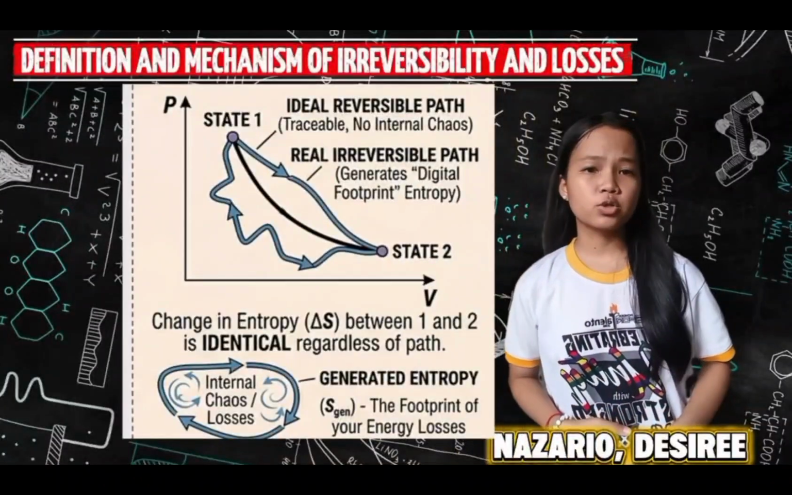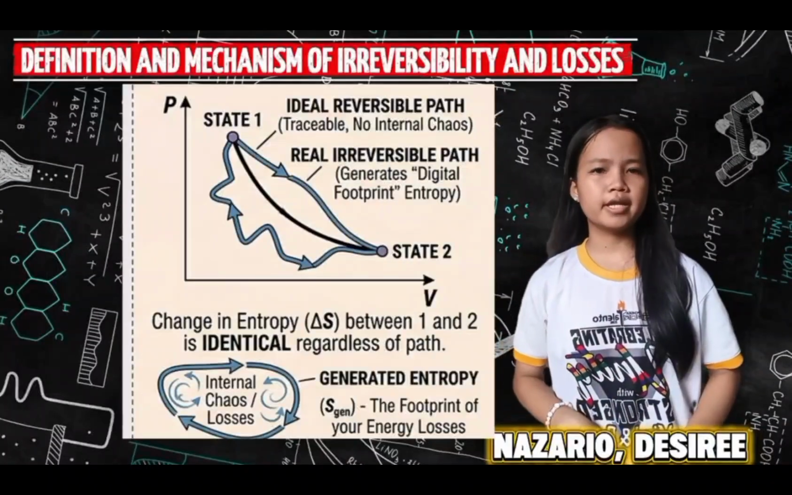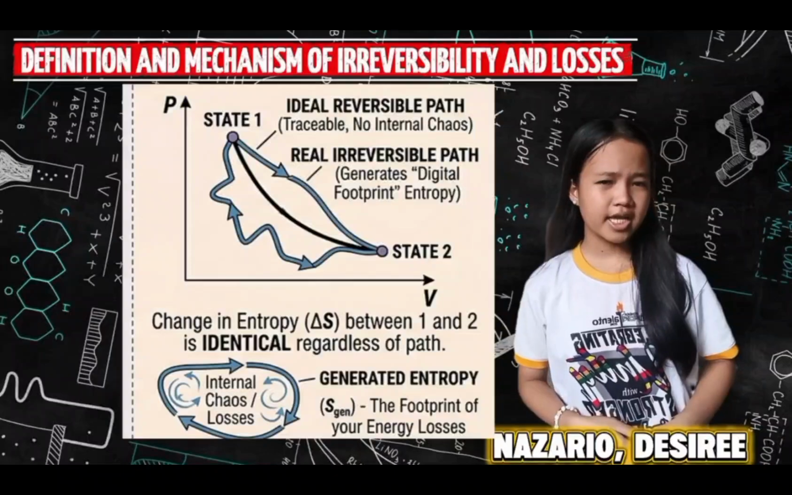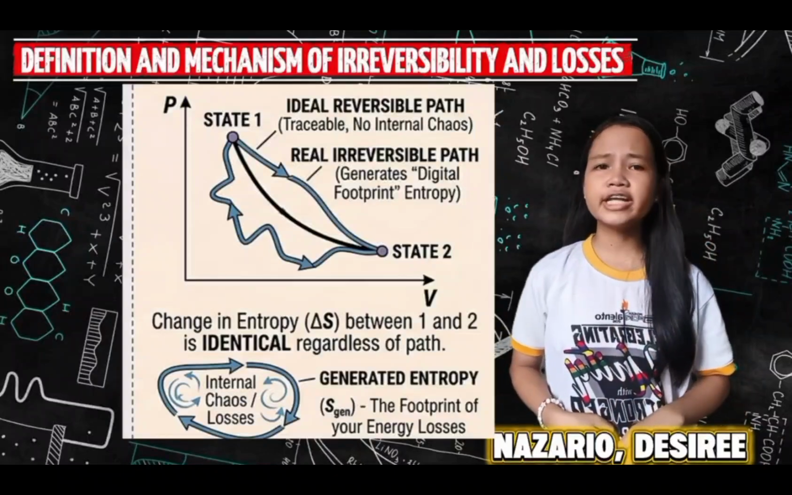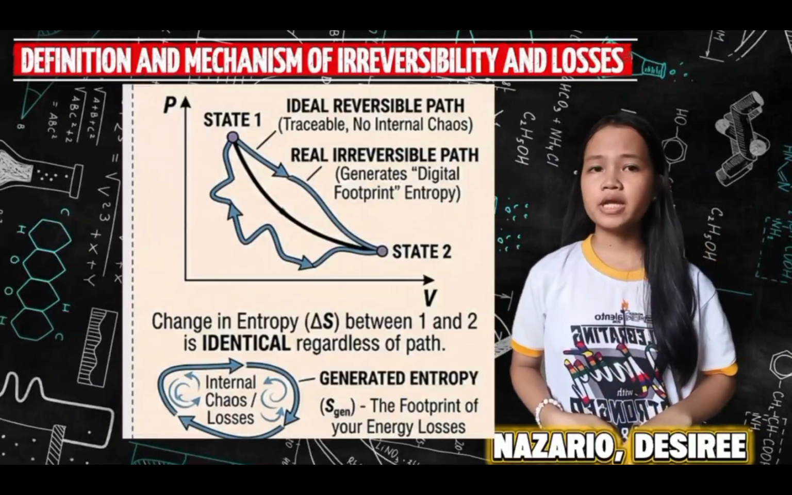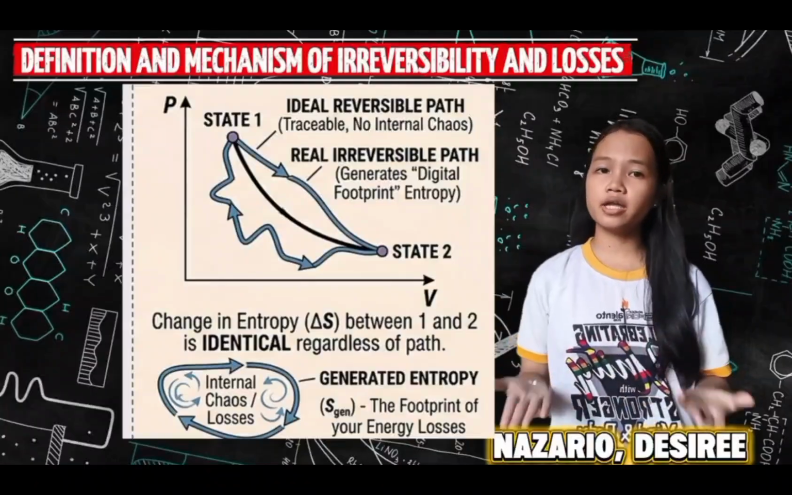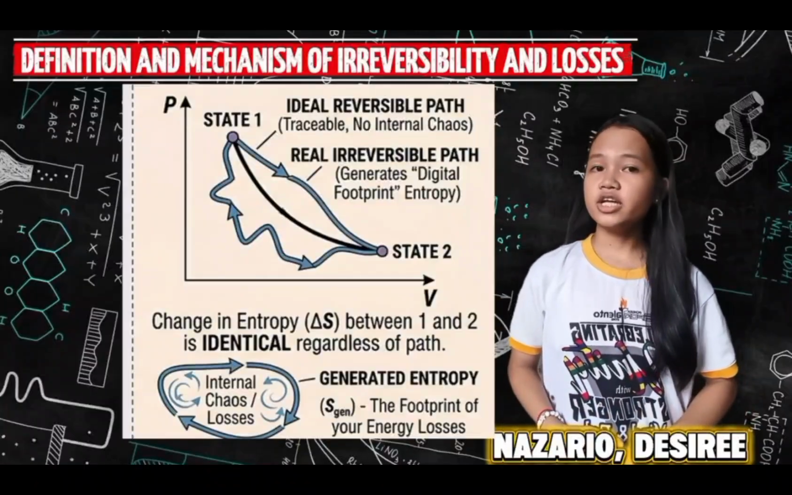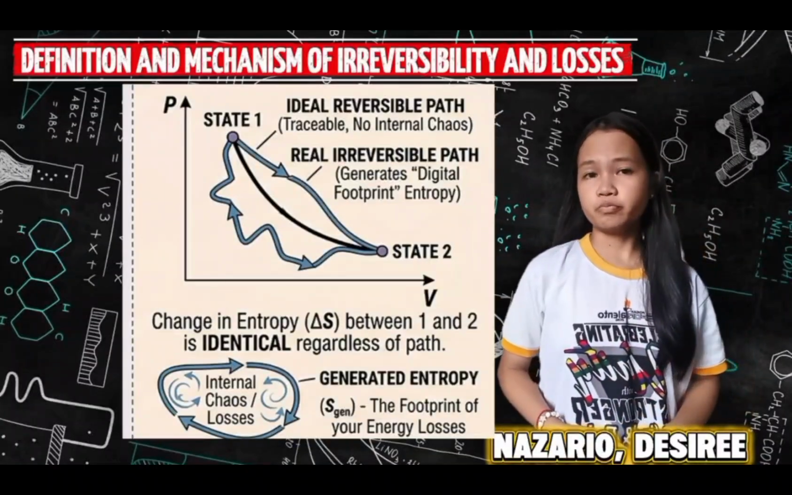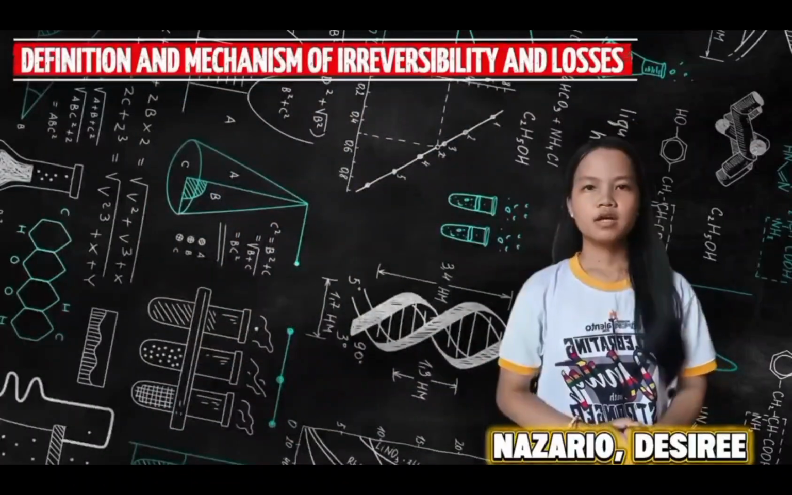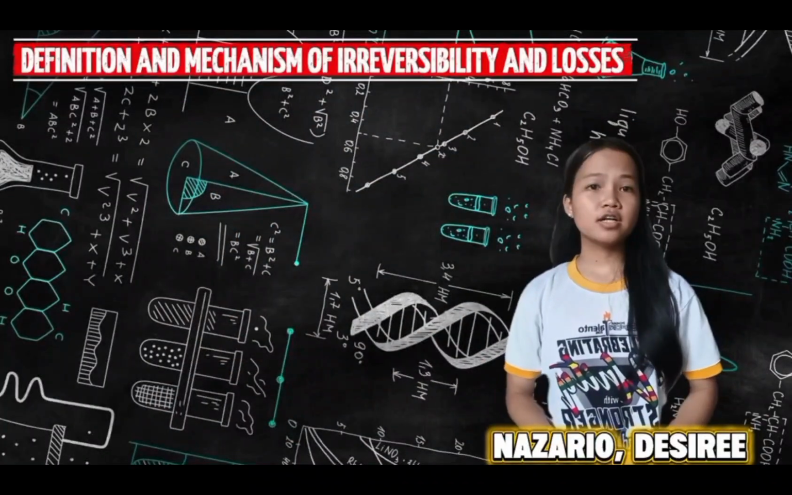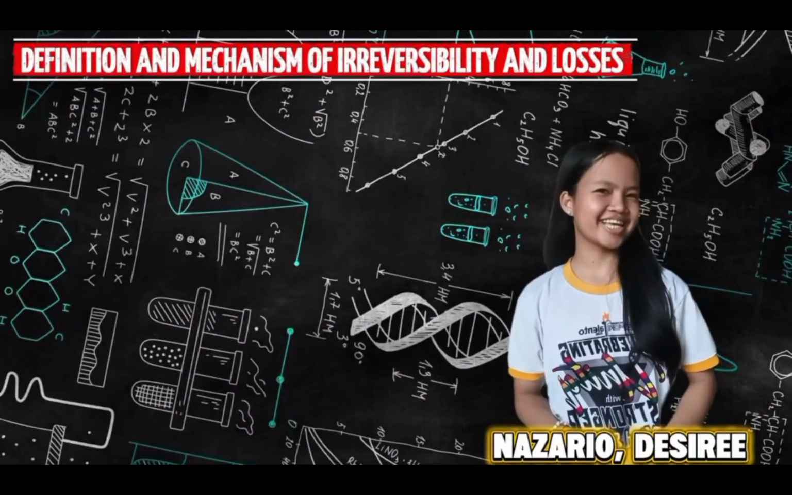While the change in entropy between two fixed points remains identical regardless of the path taken, an irreversible path generates extra, unnecessary entropy along the way due to internal chaos. That generated entropy is the digital footprint of your energy losses. Now let's have a scenario and apply the concept of irreversibility and losses.